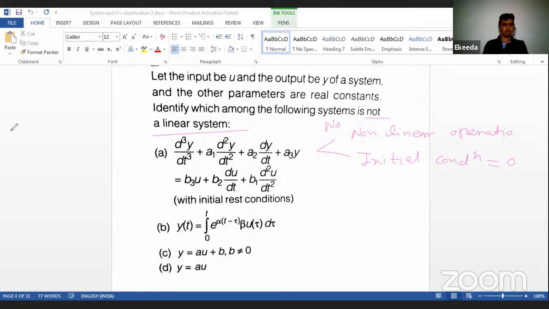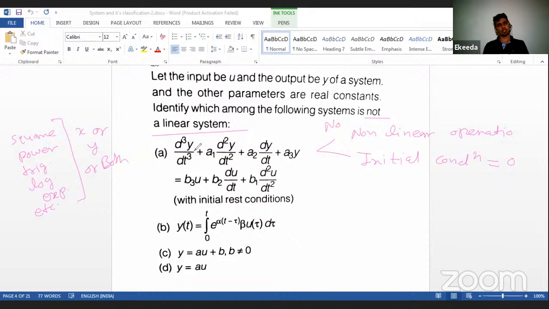Non-linear operation means that there should not be any square or any power, trigonometric functions, logarithmic functions, exponential functions. They must not operate on x or y, or both.